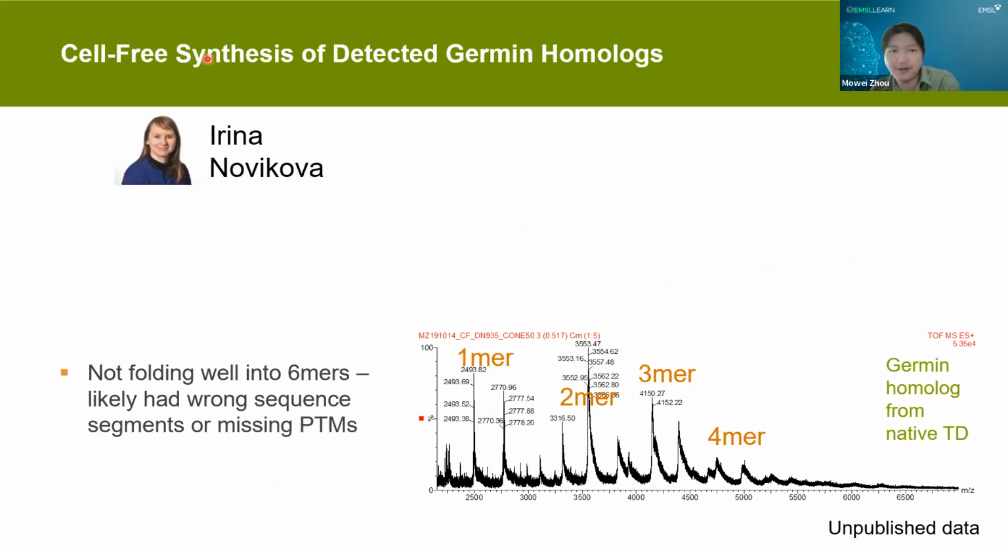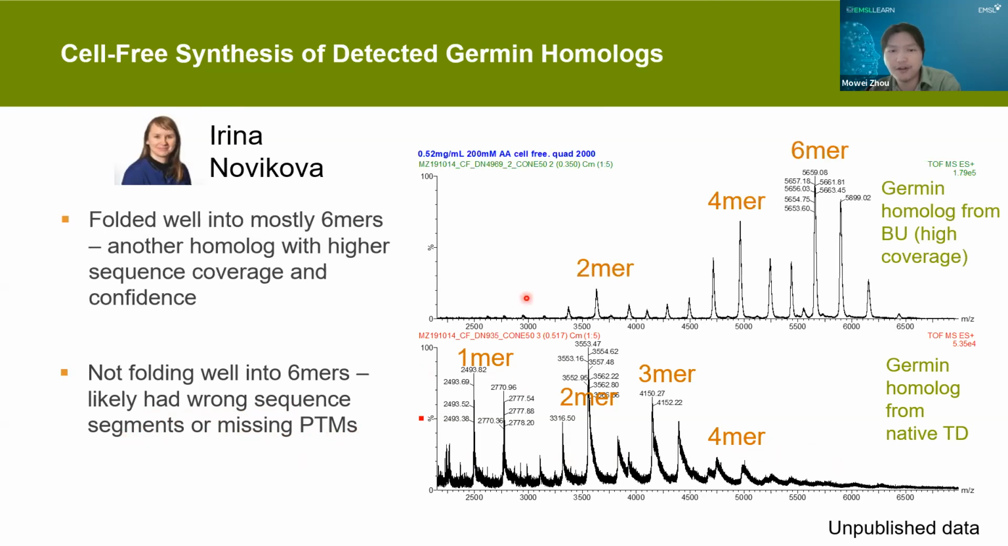To validate this, we also did a cell-free synthesis of this homolog detected from the plant. The cell-free was done by my colleague Irina. Unfortunately, this detected homolog was not folding very well. So we see the proteins trying to fold. This is native mass spec data of the cell-free expressed germline protein. We see it's trying to assemble into large oligomers, but it didn't go all the way to the hexamer. So maybe we didn't have enough sequence coverage, maybe some wrong segments, or maybe it's missing some critical PTMs.